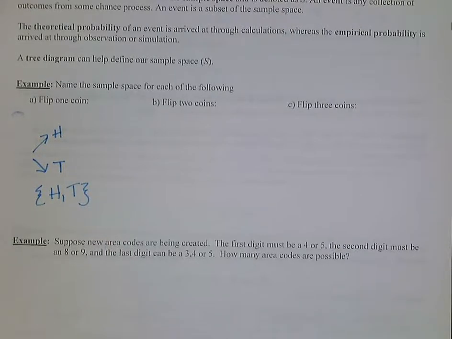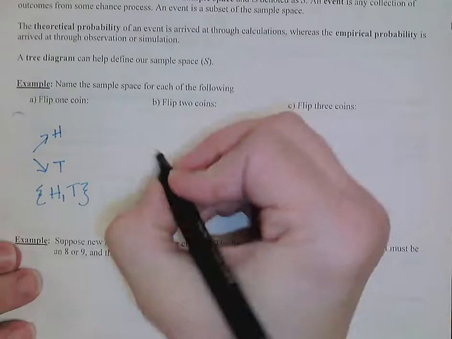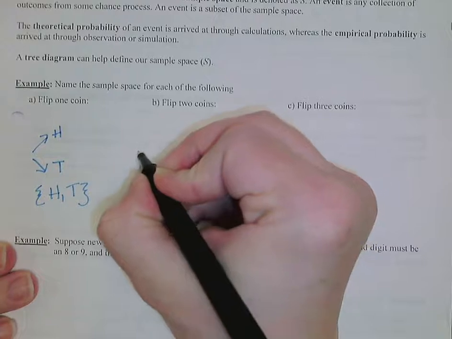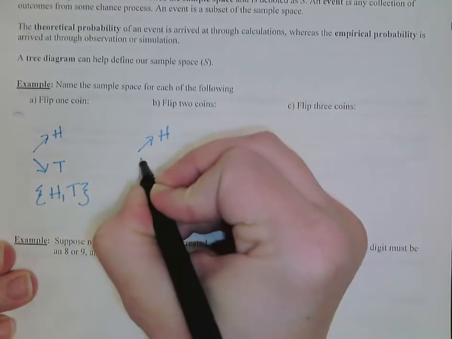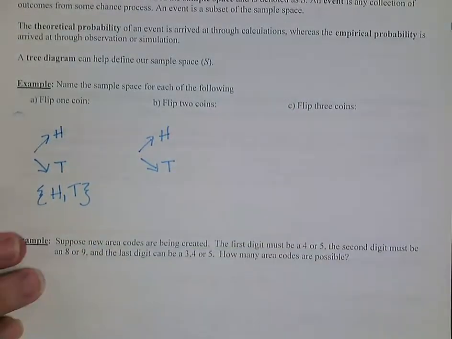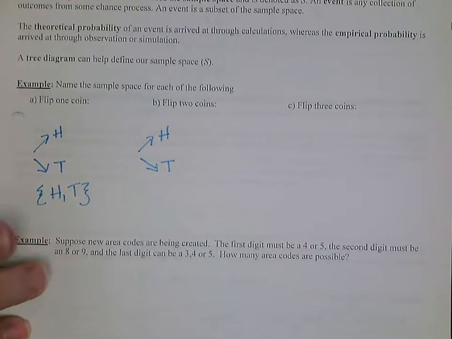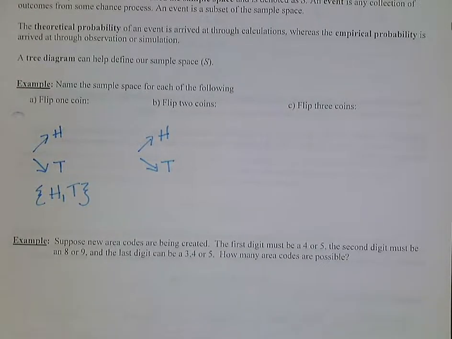Now let's say that I flip two coins. I have two possibilities for each of the coins. Each of those coins could get heads or could get tails. So the first coin that I flip is going to have one of two outcomes: heads or tails. But when I flip the second coin, regardless of what outcome I got on the first coin, again, I have two possible outcomes.